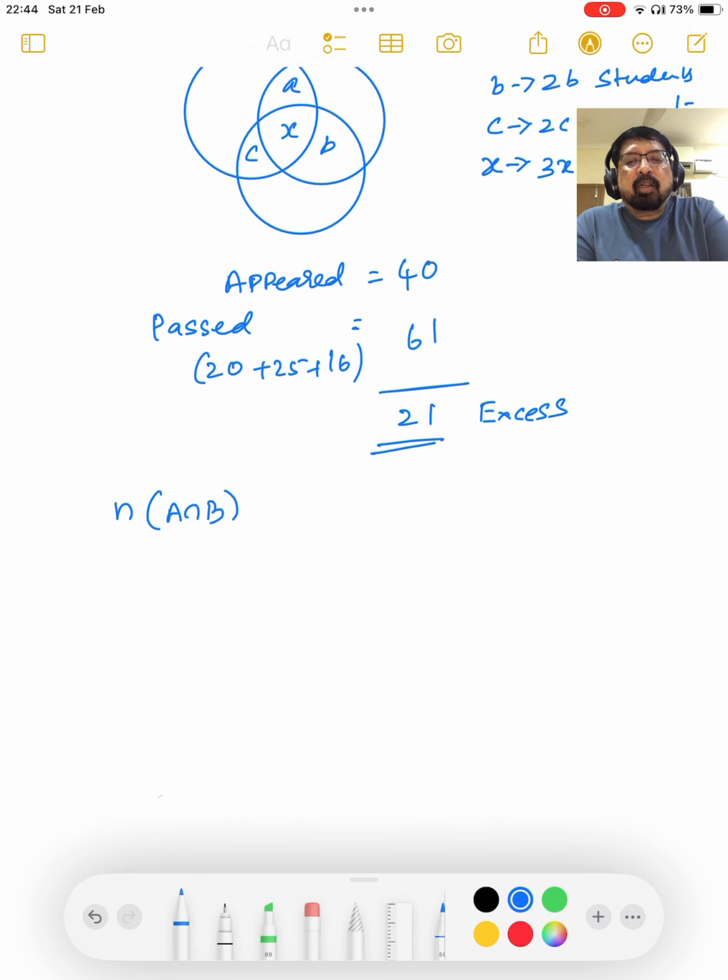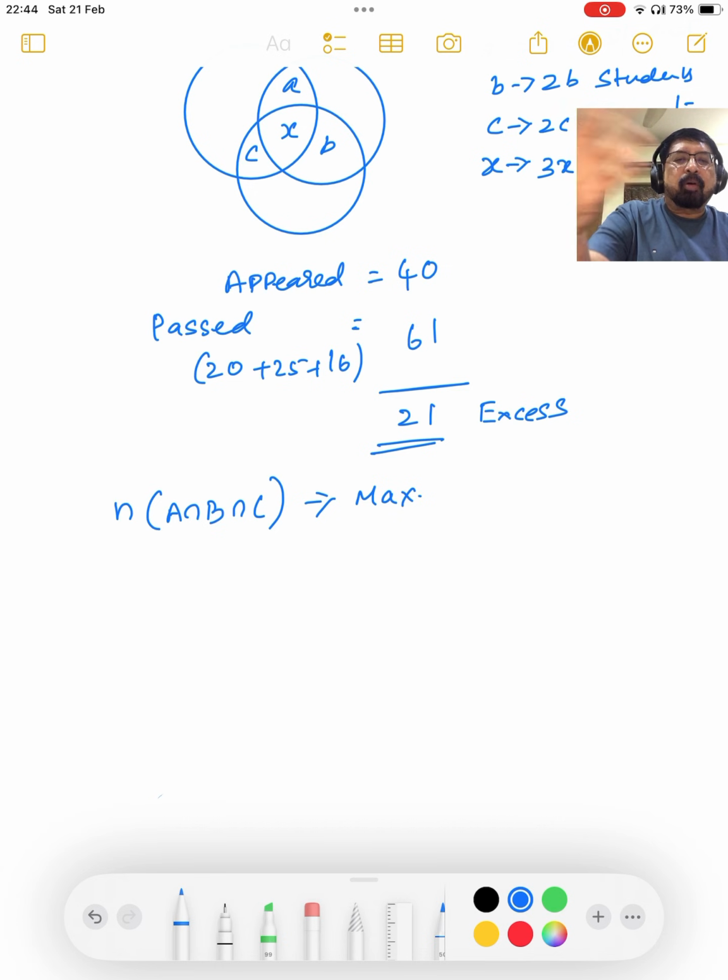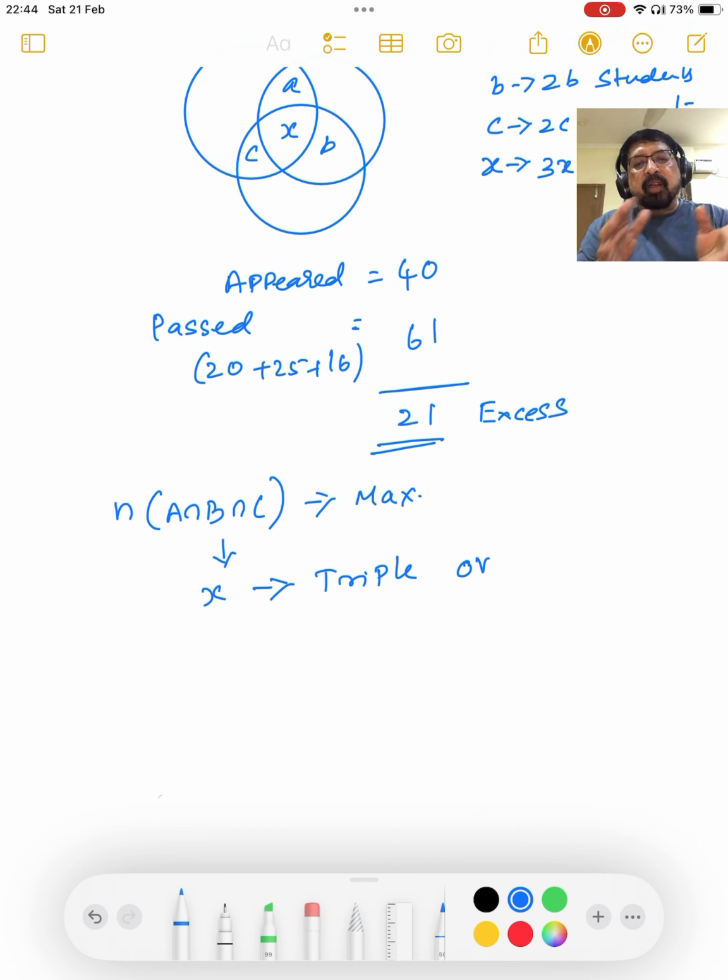So when we want to maximize N of A intersection B intersection C, we have to assign this maximum count to the overlapping regions only, because of either double counting or triple counting this excess appeared; otherwise it cannot be more than 40. Since we want to maximize X, we can assign the entire 21 excess count to X and see what happens.